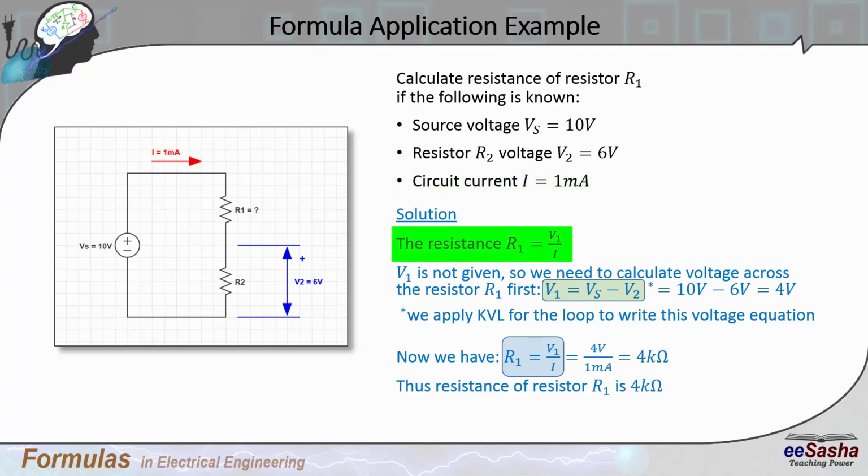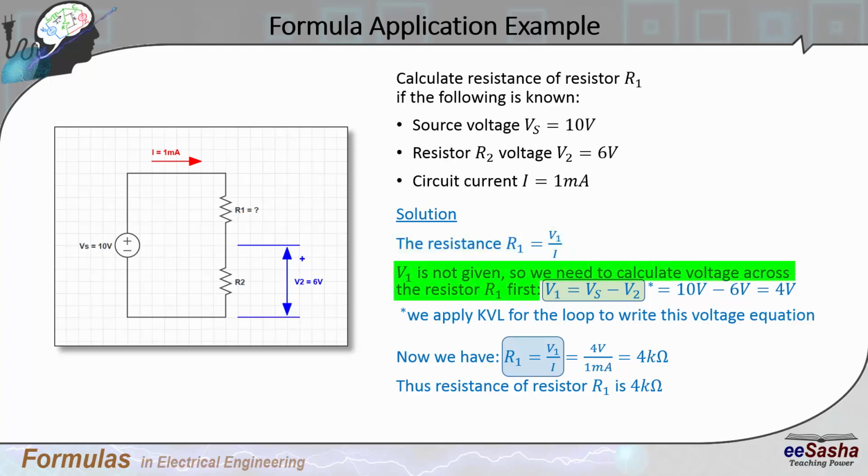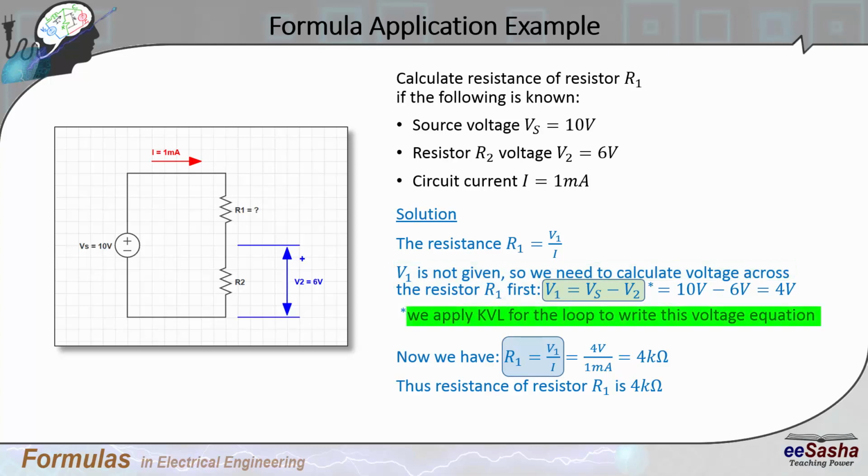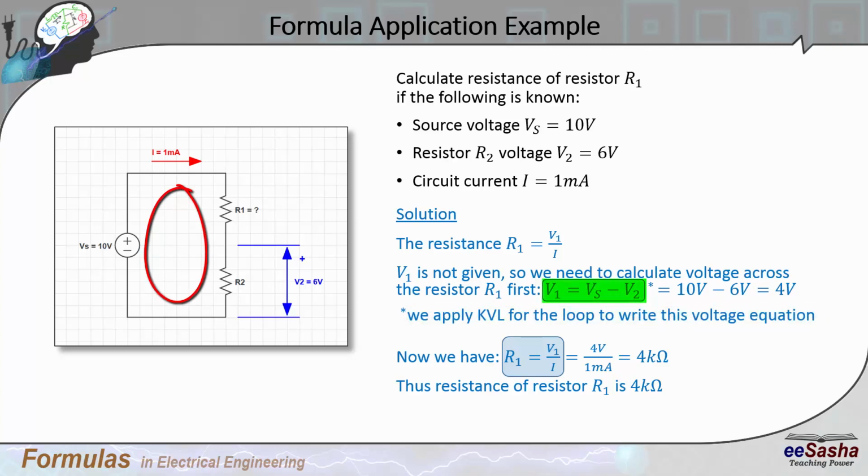In order to find the resistance, we need to apply the formula R1 equals V1 over I. However, V1 is not given, so we need to calculate voltage across the resistor R1 first. If we apply KVL or Kirchhoff's voltage law for this loop, we can write the following voltage equation. V1 equals Vs minus V2. Thus V1 is 10 minus 6, which is 4 volts.